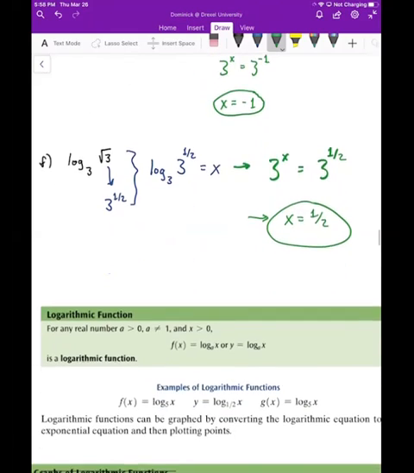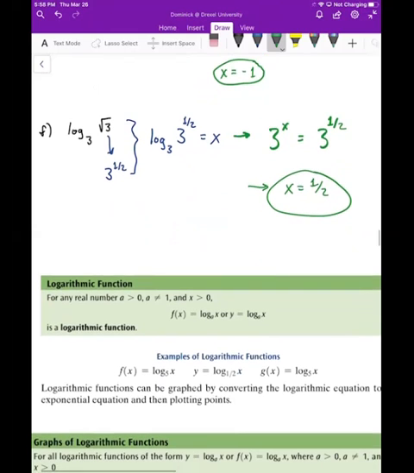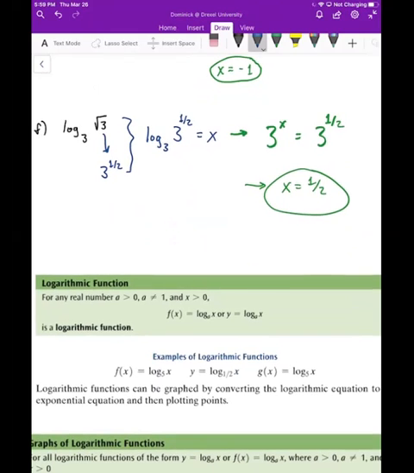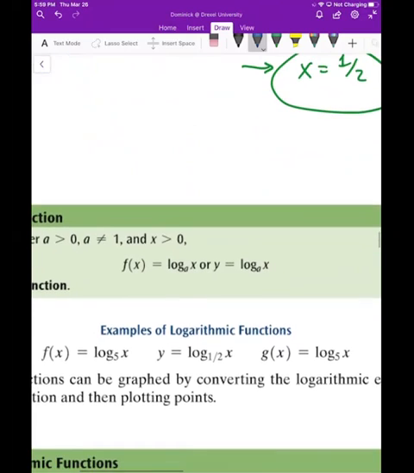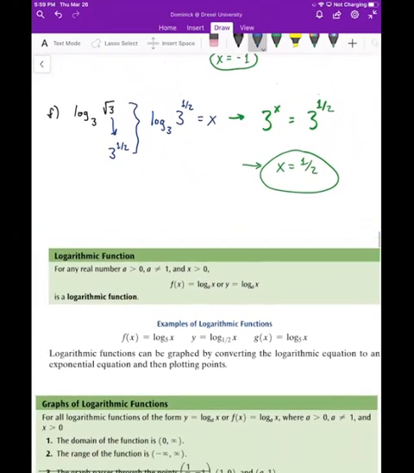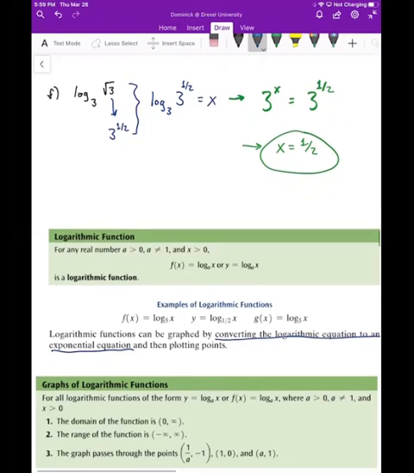Okay, so hopefully that's not too bad. Now, what we're going to do is talk about logarithmic functions and logarithmic graphs. And again, the whole idea is that we're going to essentially use the fact that we can convert a logarithm to an exponential, and then we can plot some points.